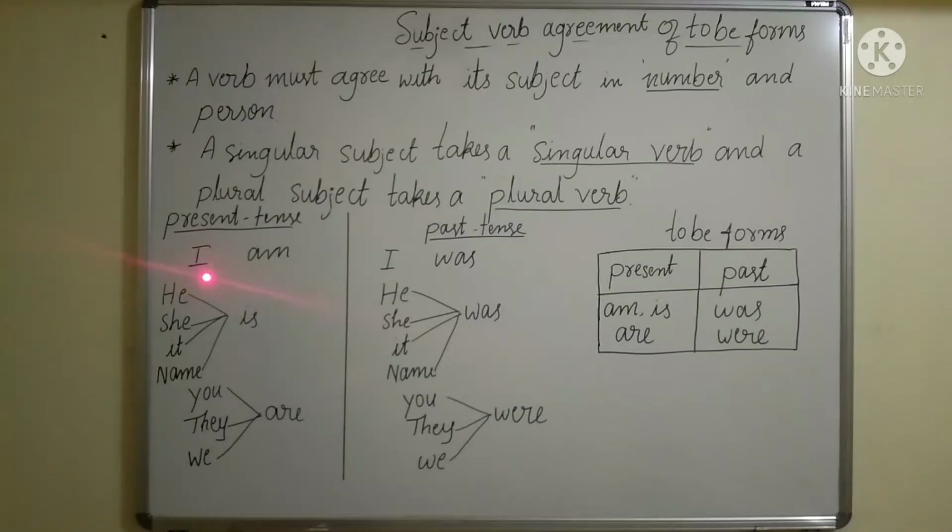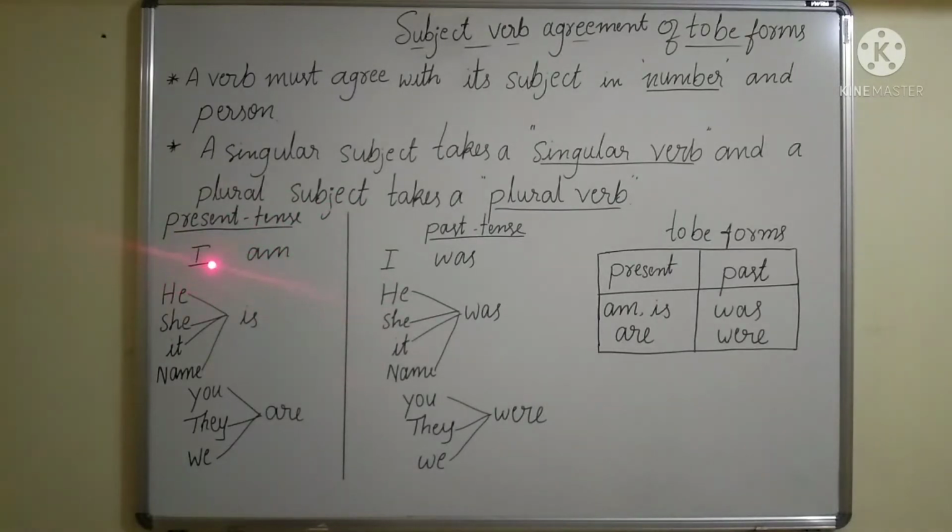See, I is the first person and you have to remember I always follows the am auxiliary verb. Am, the to be form. You can observe it in any textbook. I always follows the am to be form. Isn't it? Okay. I is a singular subject and we are talking about present tense. I follows the am helping verb, I mean the to be form.